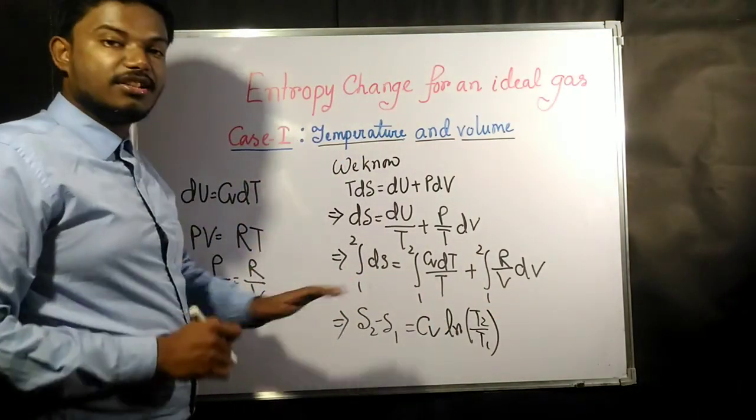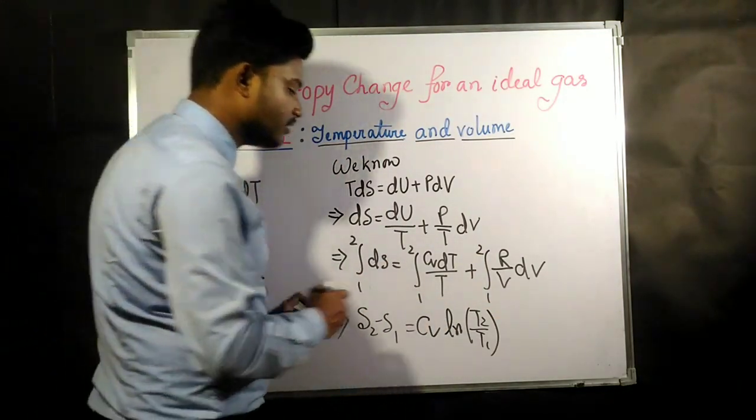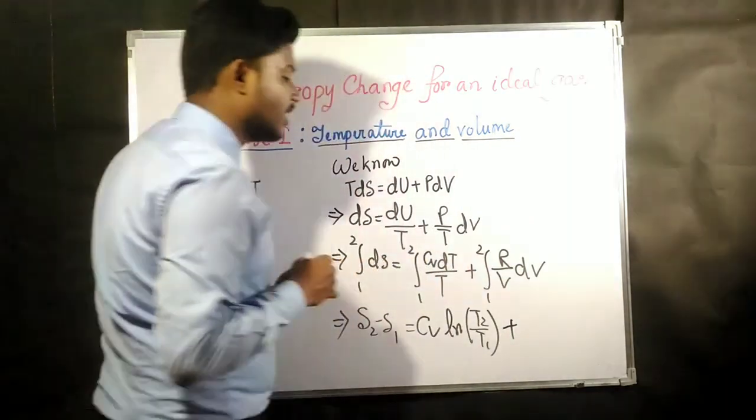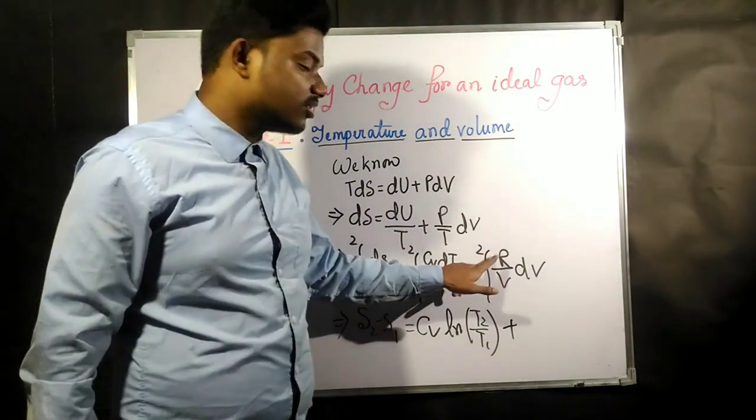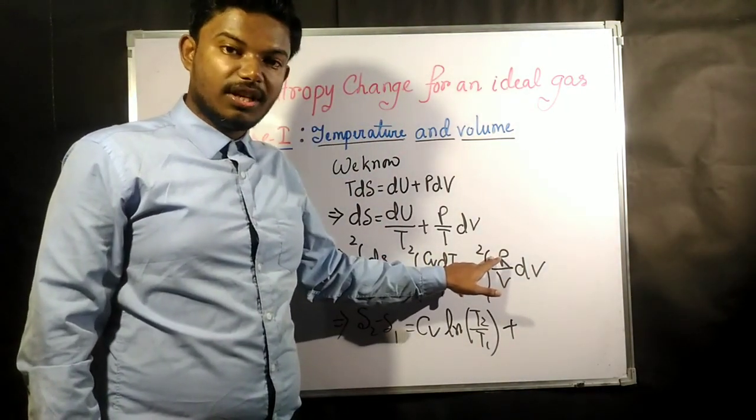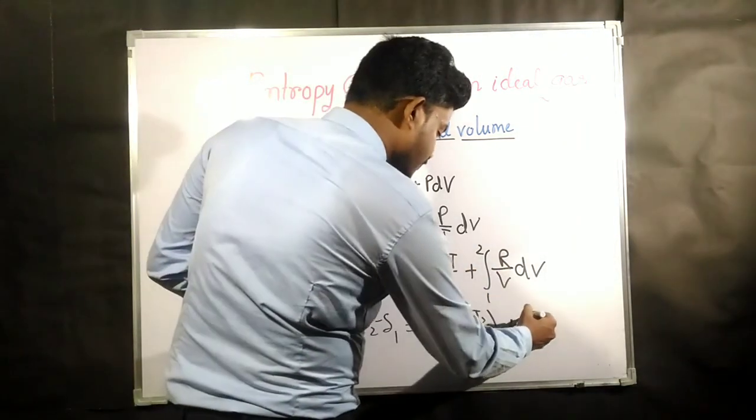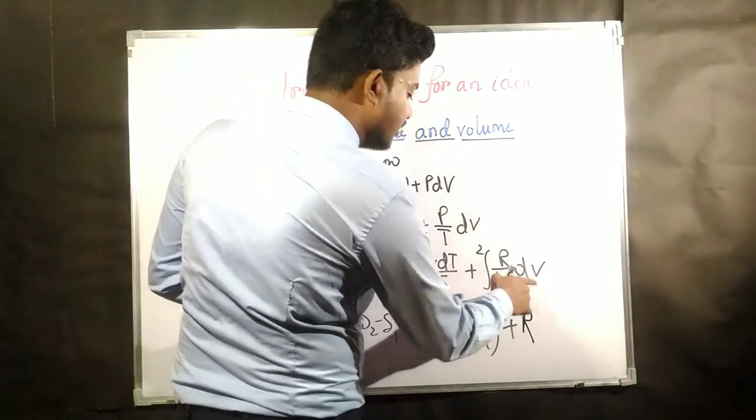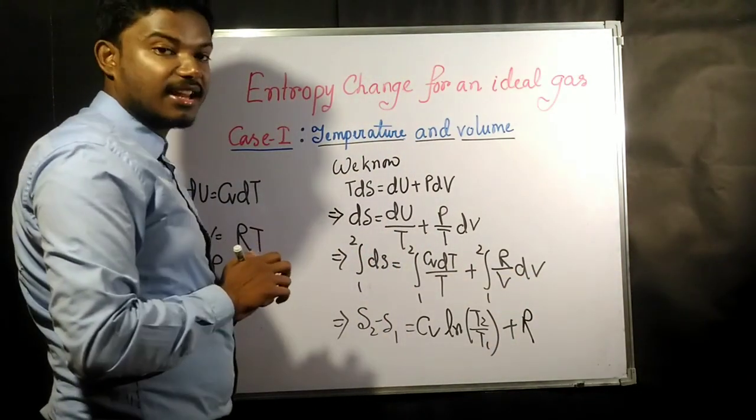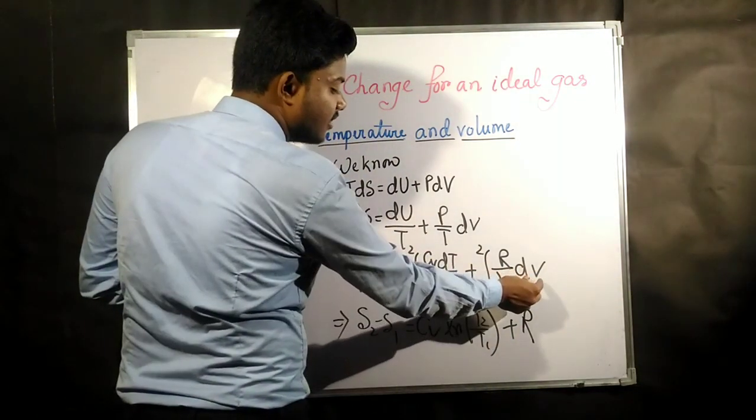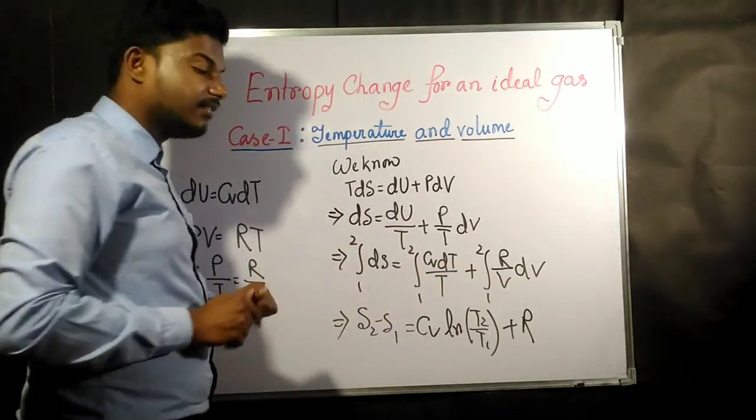The integration of this is going to be ln of T2 by T1, and again from this part R is going to be constant. We all know that R is constant, so if you take out R, the remaining thing inside the integration sign is going to be dV by V.